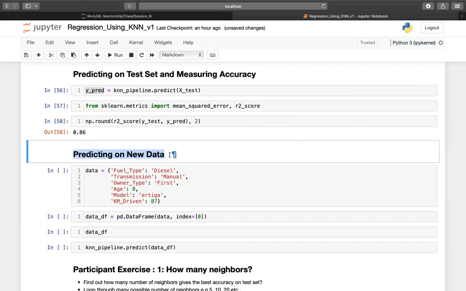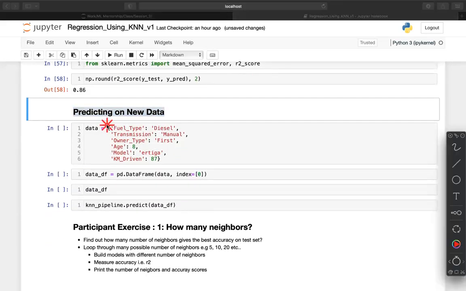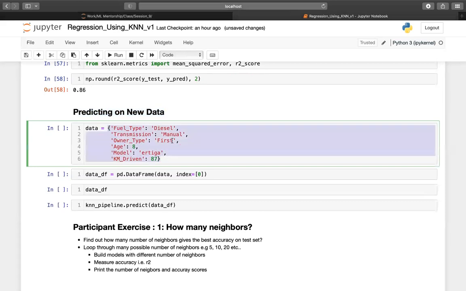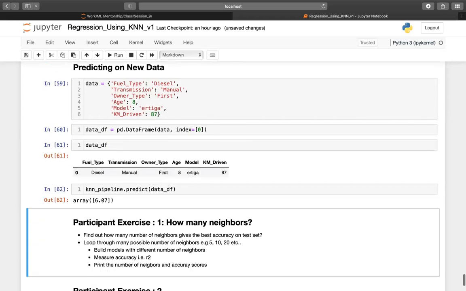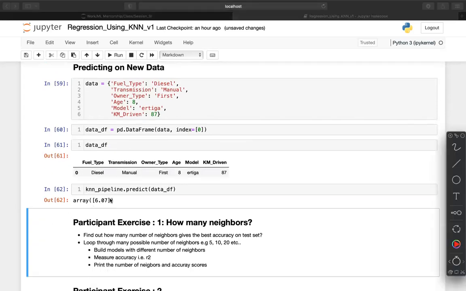So can we predict on the new data now? Let's say there's a new car, and these are the values of the new used car. It's a diesel car, it's a manual, first owner. It's about 8 years old, an Artiga, and driven for 87,000 kilometers. That's given in a dictionary. We have to convert that into a data frame and simply call the KNN pipeline on that. And it basically says the car would be sold at 6.07 lakhs.